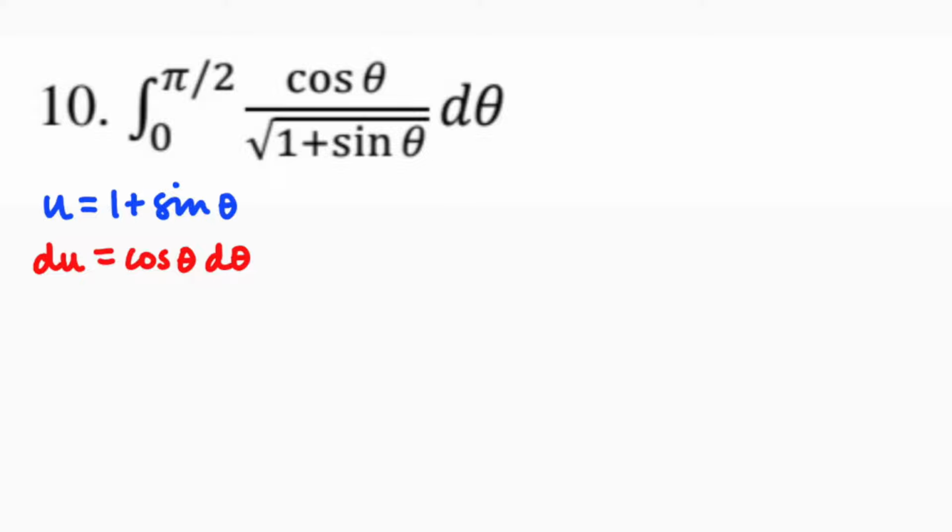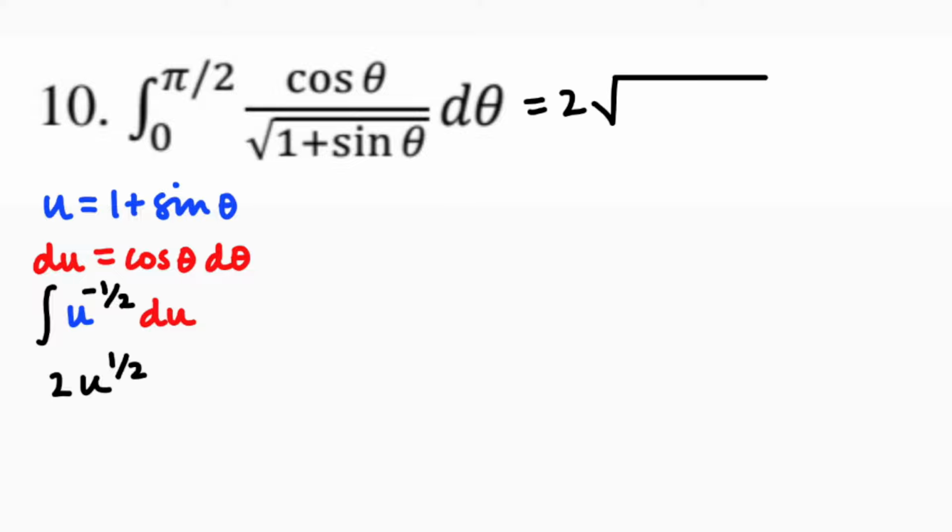so I might just go ahead and immediately write that as antiderivative of u to the negative 1/2, add 1 to the power, divide by the new power, that's going to be 2u to the 1/2, and I'm ready to go pretty quickly on this one. So this one's going to equal 2 square root of u, which was 1 plus sine theta, and we're going to let theta go from 0 to pi over 2.